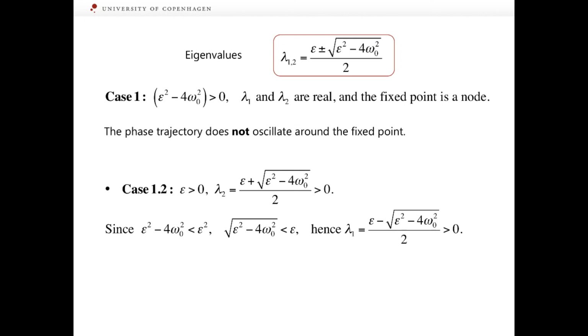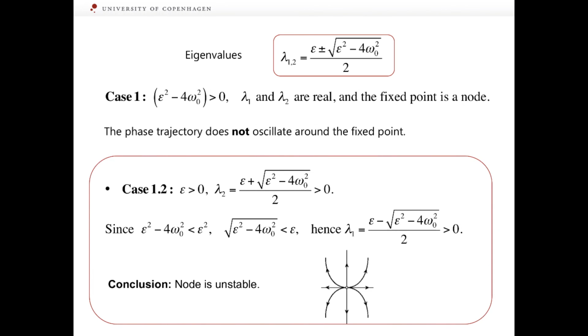So in this case we have two positive eigenvalues. We already know that the fixed point is a node, and our node is going to be unstable. The picture illustrating the behavior of phase trajectories around this fixed point is shown here.